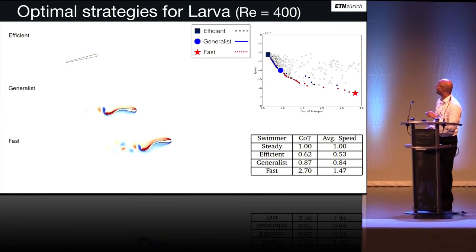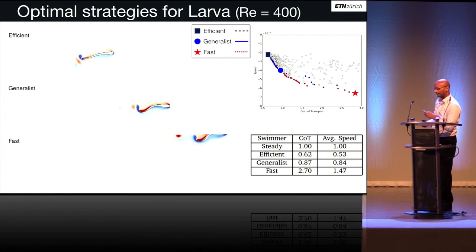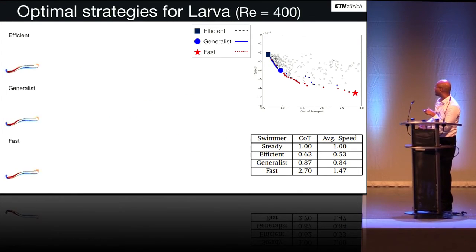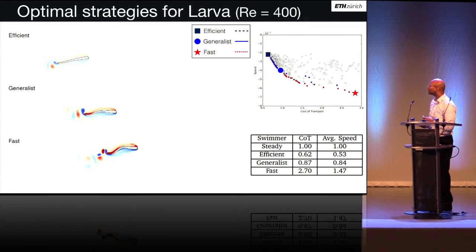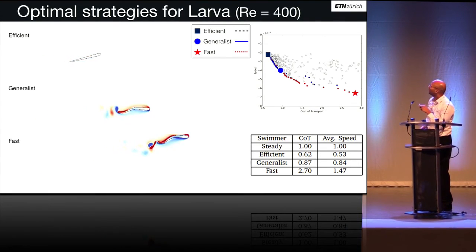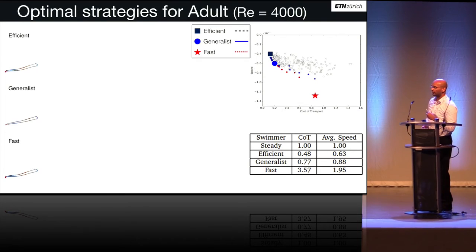And if we look at the metrics, so we are after 2 metrics, right? Cost of transport and average speed. We will see indeed that the efficient guy saves about 40% in terms of cost. The fast swimmer is 3 times the cost, but also 1.5 times faster. Okay, so this is for the larval swimmer. What happens when we look at the adult swimmer?